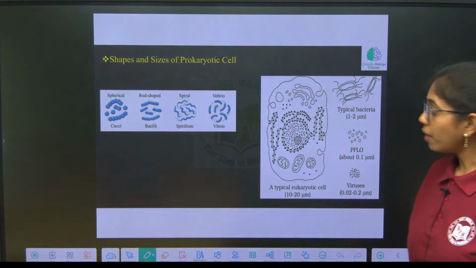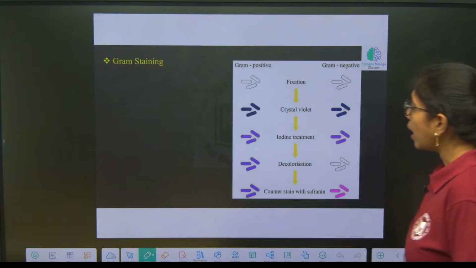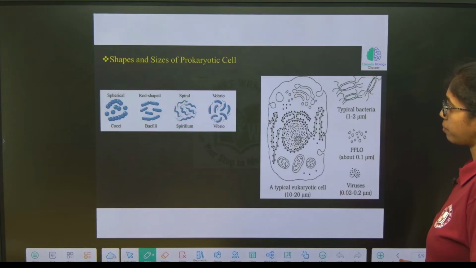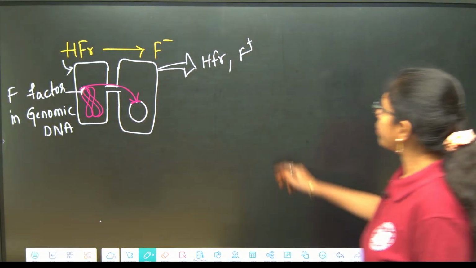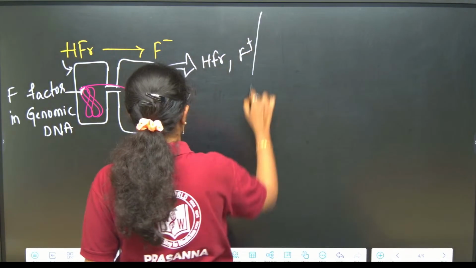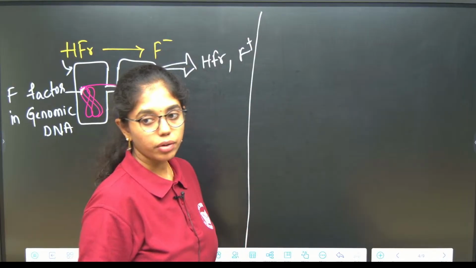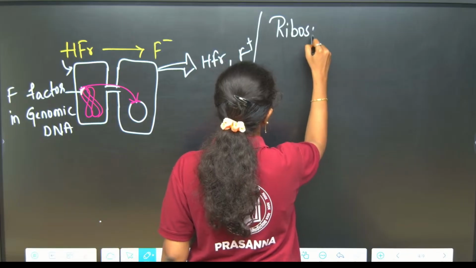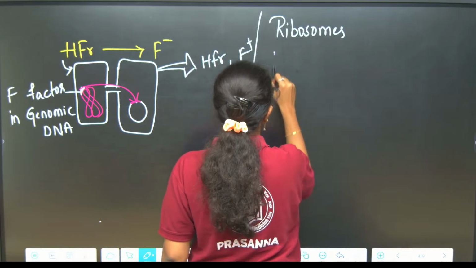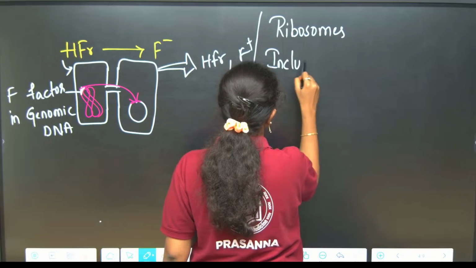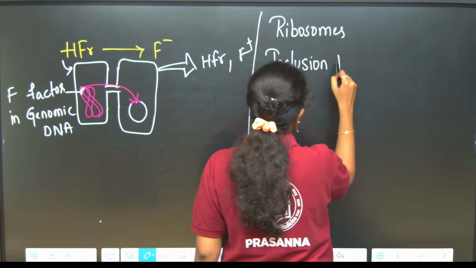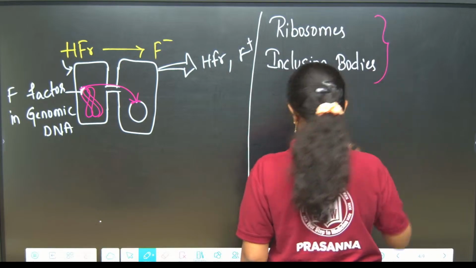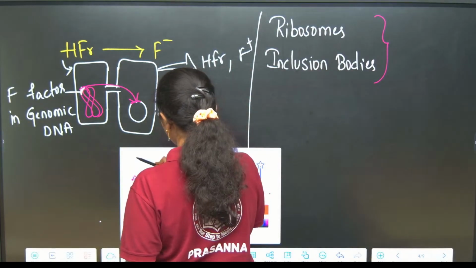Now, we will also look into the non-membrane bound organelles, okay, then we will go for gram staining. Non-membrane bound organelles in the bacteria. What are the non-membrane bound organelles that we see? Ribosomes and inclusion bodies. These are non-membrane bound organelles that are observed in the prokaryotic cell.